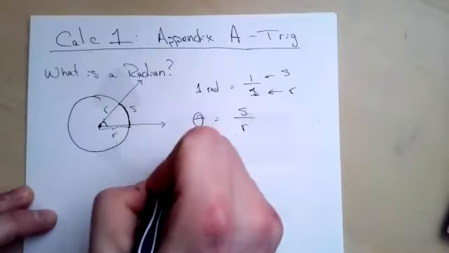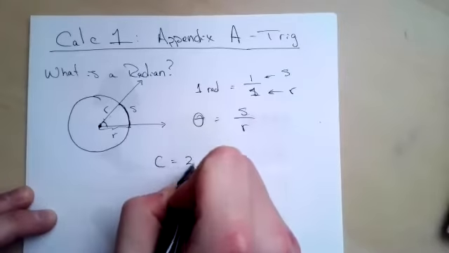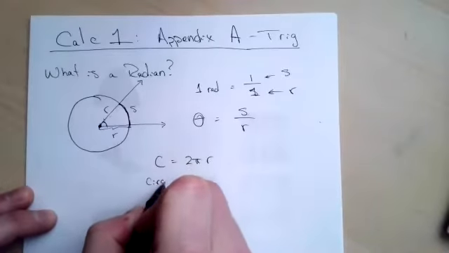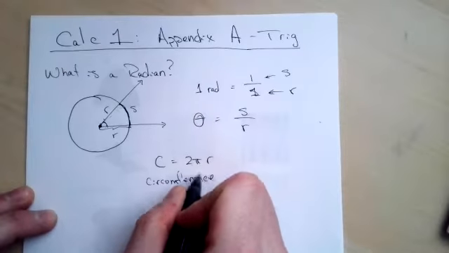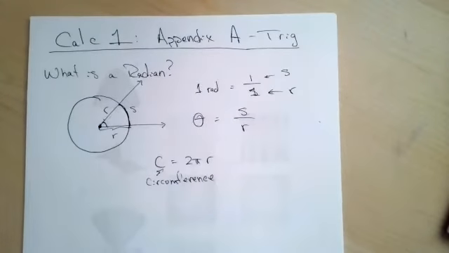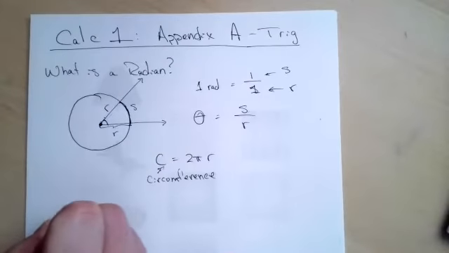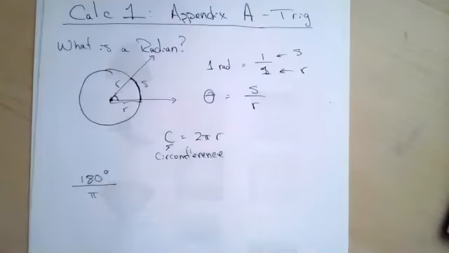Okay, so hopefully everyone knows that the circumference is going to be 2 pi r. So of course the circumference is essentially just the arc length of all the way around. And so using that and using our knowledge of degrees, we can convert from radians to degrees, that there are 180 degrees per pi radians.